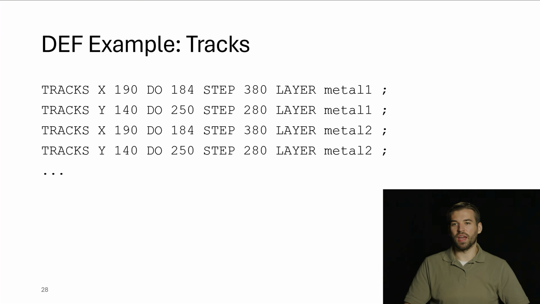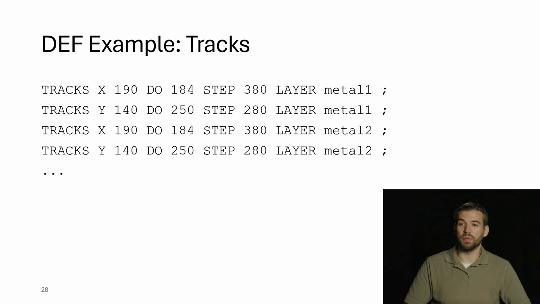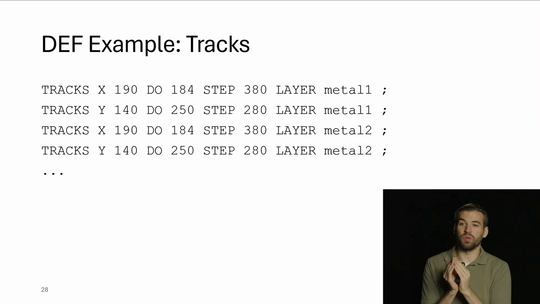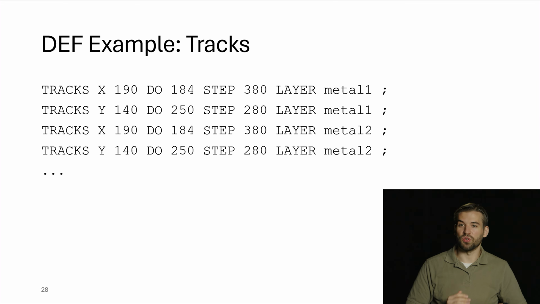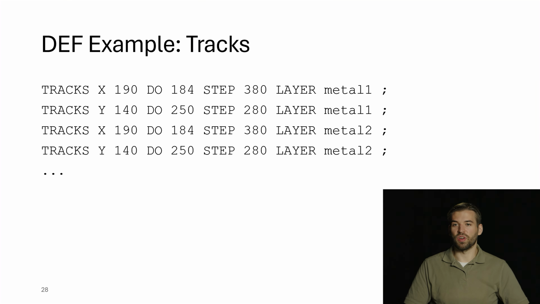Here we have tracks. We'll talk about this a little bit more later on, but the idea of a track is that we want to have a minimum pitch of the metals that we use, and this is going to specify exactly how all of those metal lines are laid out if you were to draw a route that goes through there. So there's tracks in X, tracks in Y, and this is useful later on when you do the routing from one instance to another instance.